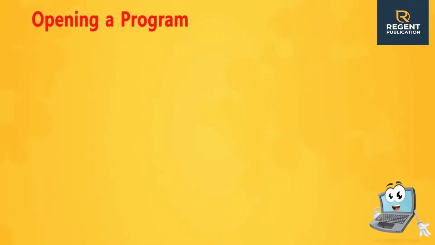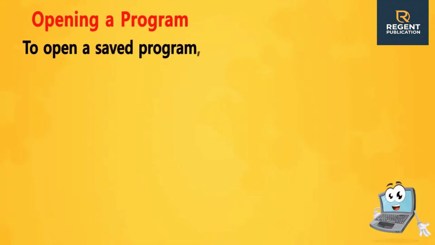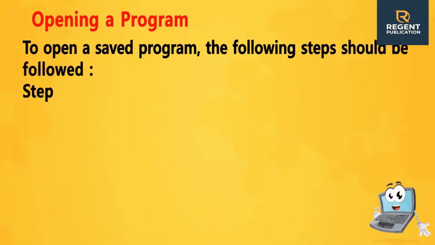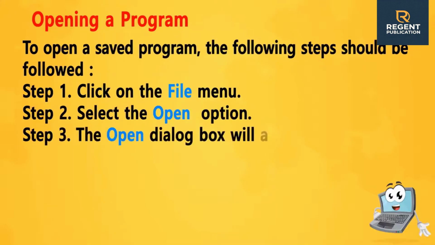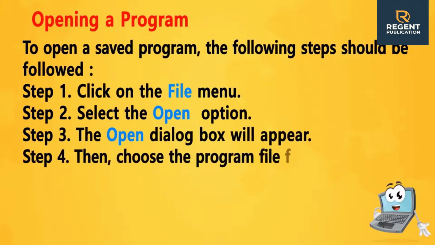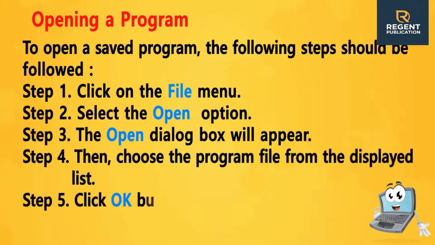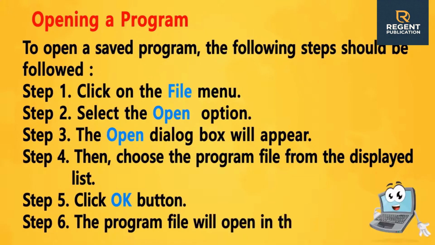Opening a program. To open a saved program, the following steps should be followed. Step 1. Click on the File menu. Step 2. Select the Open option. Step 3. The Open dialog box will appear. Step 4. Then choose the program file from the displayed list. Step 5. Click OK button. Step 6. The program file will open in the QB64 window.